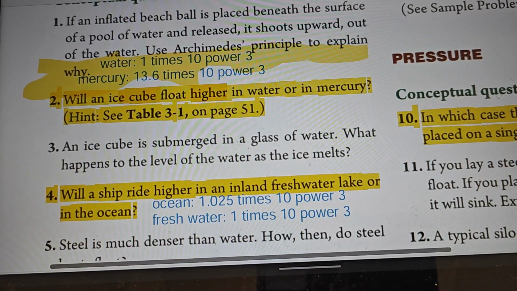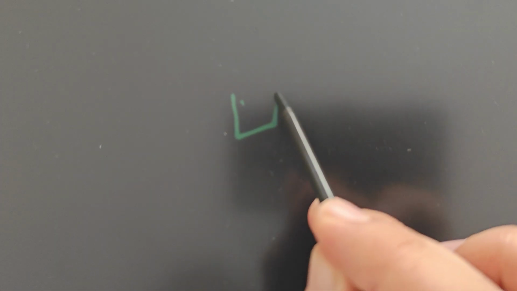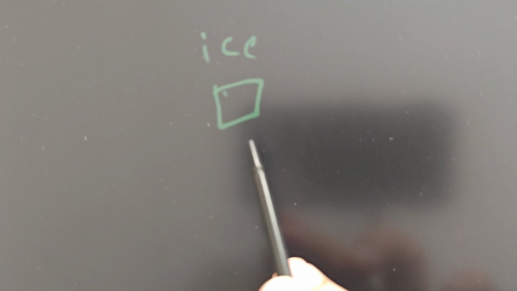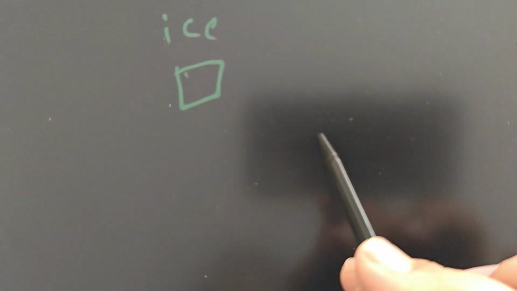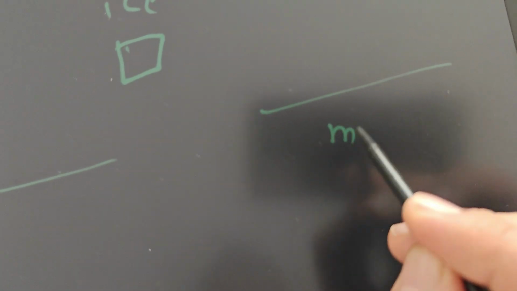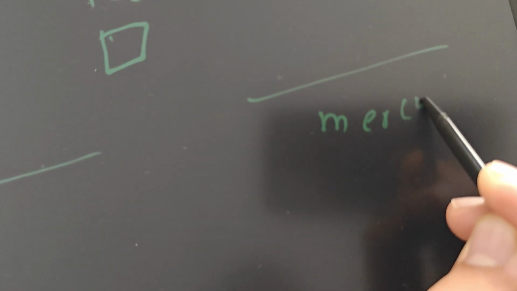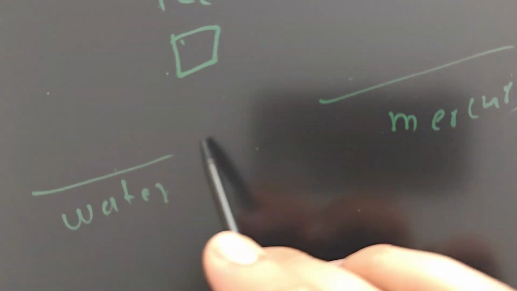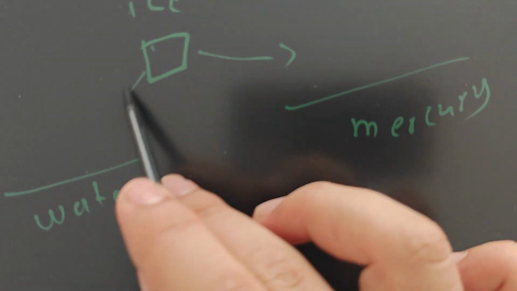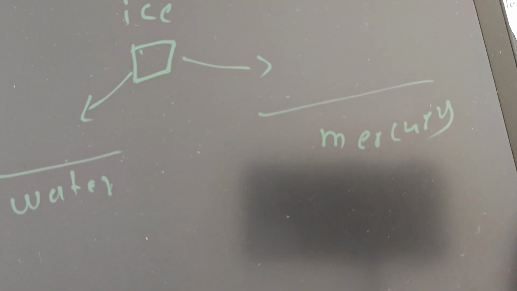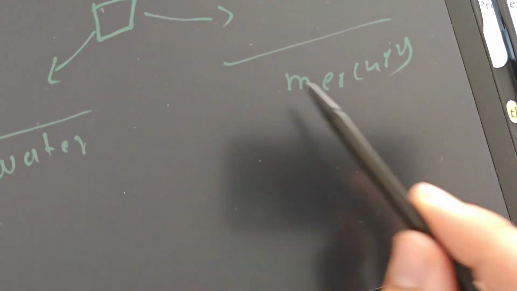So we have this ice, and this ice will float. For example, this is mercury and this is water. This ice will float in which one of them, water or mercury? Actually, we studied this in chapter 3. It depends on the density.